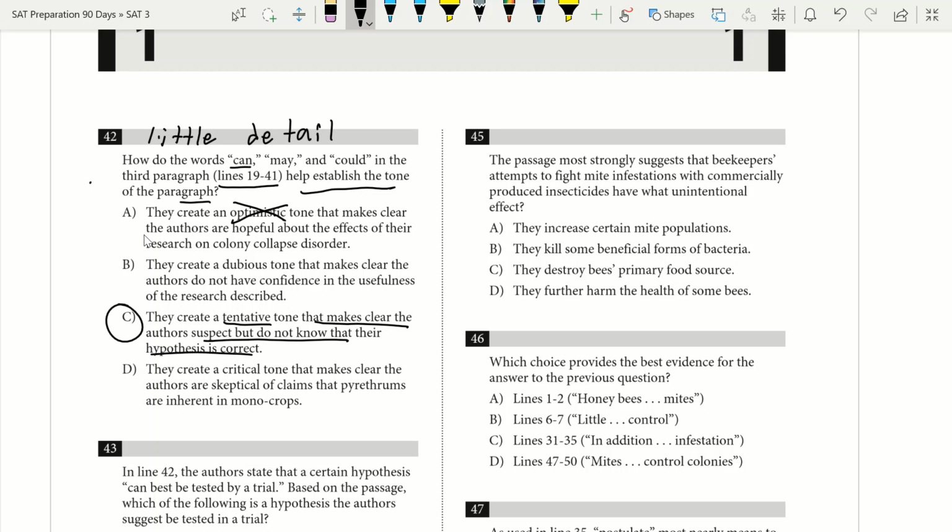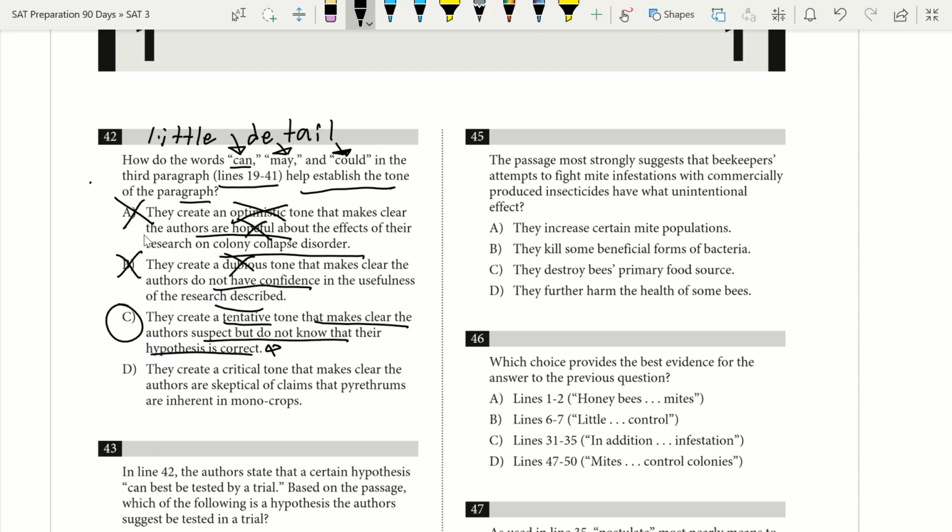All right, so they create an optimistic tone that makes clear the authors are hopeful about the effects of the research on the colony collapse disorder. Okay, it never says they're hopeful or optimistic, so we can get rid of A. And even if the passage did, these words aren't indicating that. So that's the key part here, we want to pay attention to these words. They don't create a dubious tone, and they don't make it clear that the authors don't have confidence in the usefulness of the research, because they do feel confident in that research. They just don't know for sure. That's why they're using the words can, may, and could. They feel confident, but they don't know for sure.